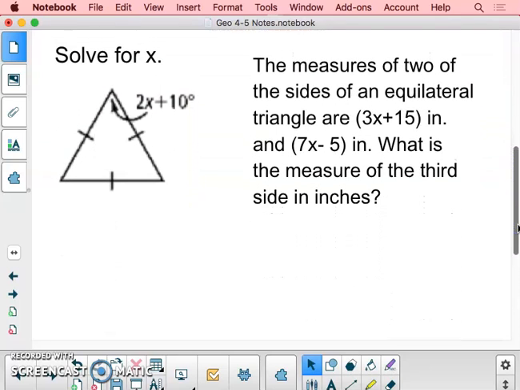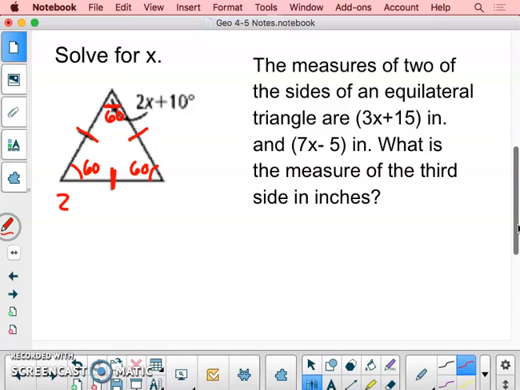All right? So these are two separate problems. The one with the picture on the left is separate. Let's look at this one first. We see that it's equilateral, which means it's equiangular, which means every angle has to equal 60. So to solve something like this, we could set 2x plus 10 equal to 60, which makes 2x equal to 50, or x equal to 25.